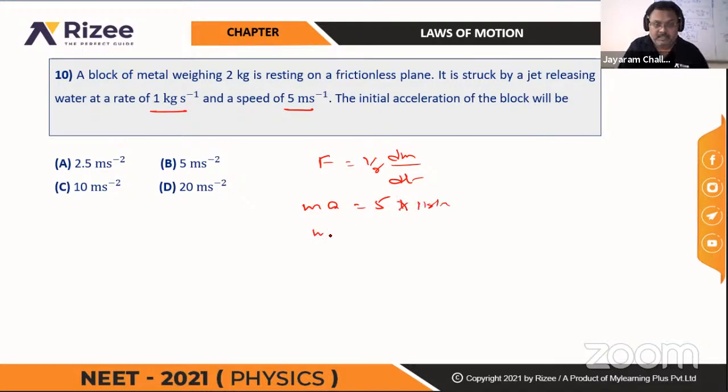So from this one, ma is equal to how much it should be? The 5 only. You can apply the 5 and the mass is 2 kgs. So acceleration is equal to 5 by 2, which is equal to 2.5 meter per second squared, right? This is our initial acceleration.